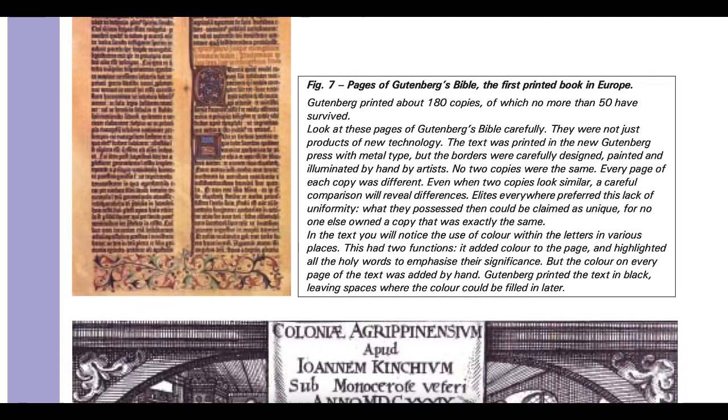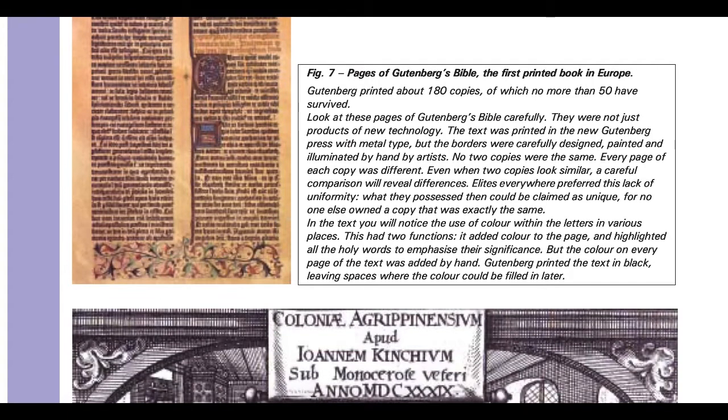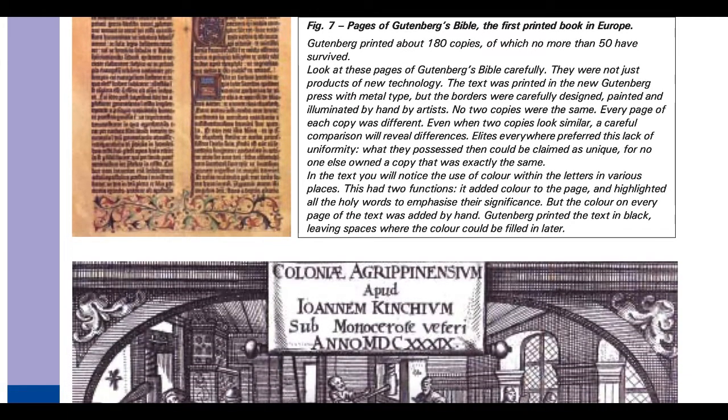Pages of Gutenberg's Bible, the first printed book in Europe. Gutenberg printed about 180 copies, of which no more than 50 have survived. Look at these pages of Gutenberg's Bible carefully. They were not just products of new technology. The text was printed in the new Gutenberg press with metal type, but the borders were carefully designed, painted, and illuminated by hand by artists.